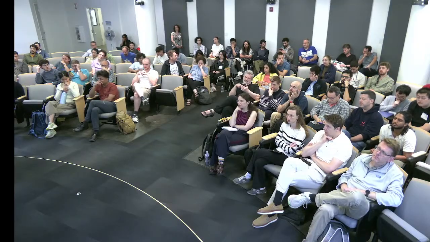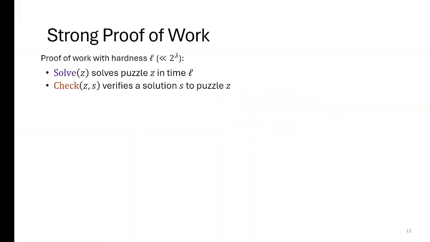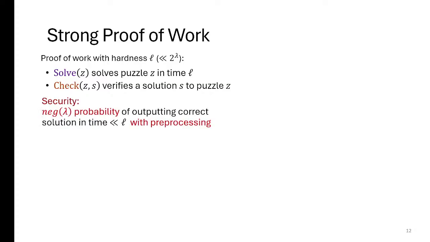Okay, so what is this transformation? First of all, I want to define proof of work, which I promised Yuval. In this model, we have a hardness parameter L, which you can think of as much smaller than 2 to the lambda for some security parameter lambda. We have two algorithms: solve, which gets a puzzle Z and solves it in time L, and check, which gets a puzzle and a claimed solution and verifies it.